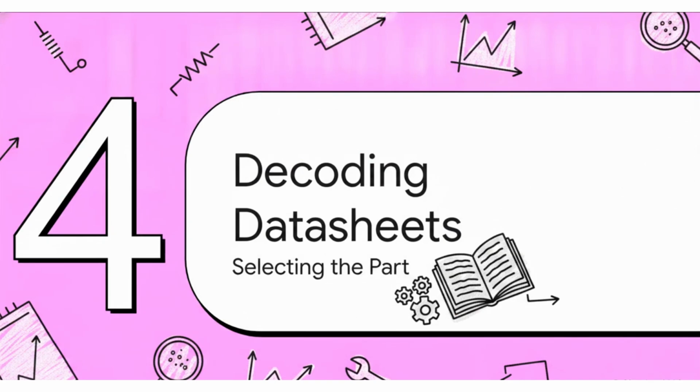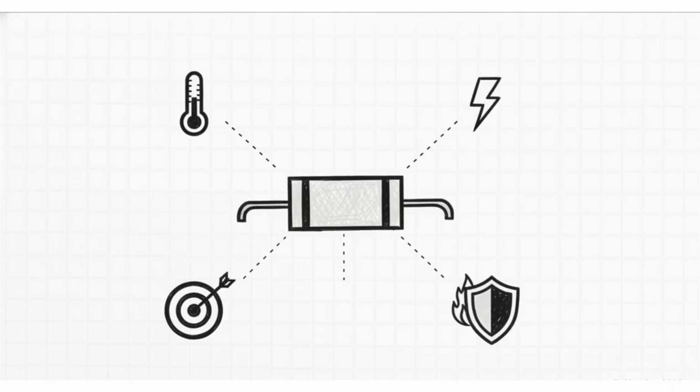Which brings us to section 4, decoding the data sheet. Let's talk about how senior engineers actually hunt down the perfect part for the job. So, the most crucial thing to remember here is that a resistor's value isn't static. It actually changes. Senior engineers heavily scrutinize these 4 specs. Power rating ensures the thing won't melt. Tolerance tells you the manufacturing variance, like a 10K ohm resistor with a 5% tolerance could actually be anywhere from 9.5K to 10.5K out of the box.